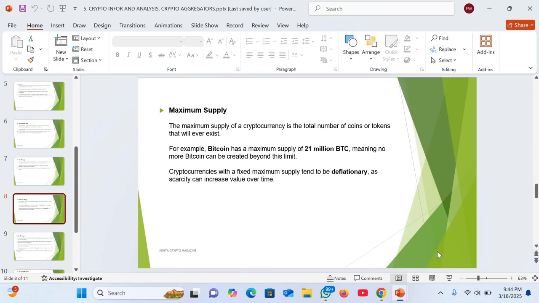So the maximum supply of a cryptocurrency is the total number of coins that will ever exist. In this case, we are going to discuss Bitcoin. Bitcoin has a maximum supply of 21 million Bitcoins that will ever exist, ever. You can't create more than 21 million Bitcoin, forever. And Bitcoin is so different as compared to what we call fiat currency, what most of you refer to as cash.